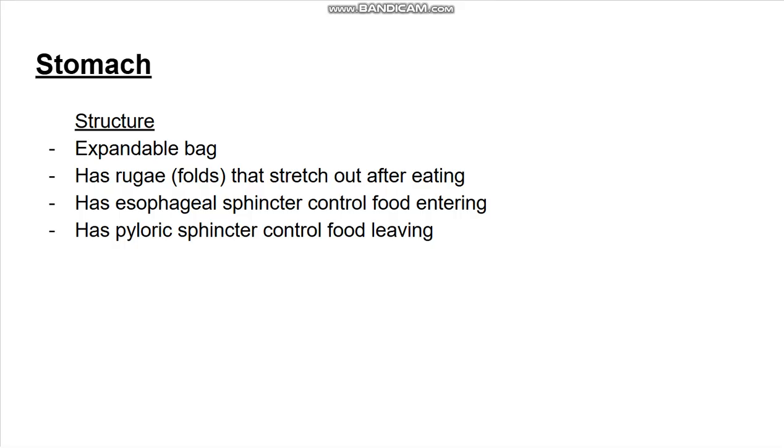So basically, it's like a foldable bag, and it also has rugae, which means it folds, so it stretches out. That occurs after eating. And it also has the pyloric sphincter, which controls food leaving, and the esophageal sphincter that controls food entering.